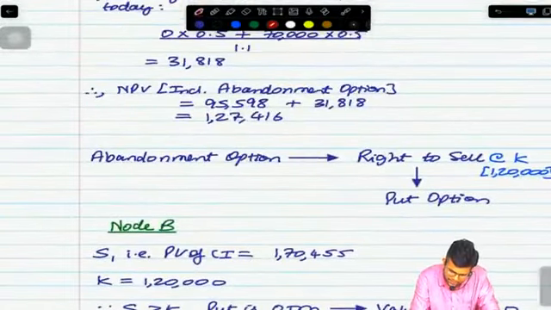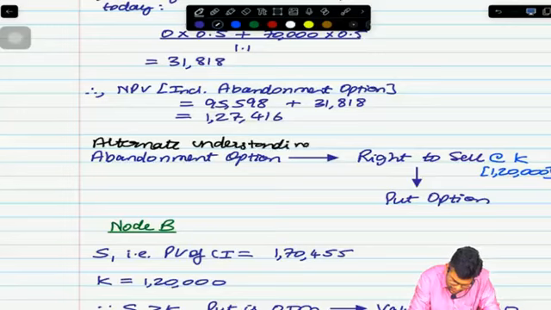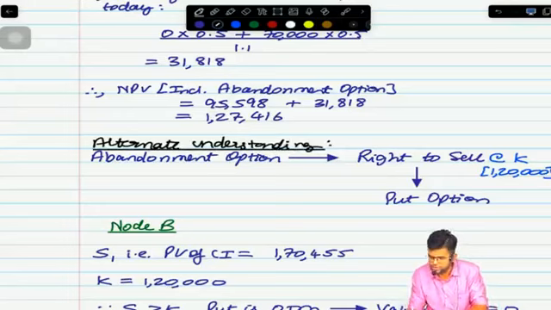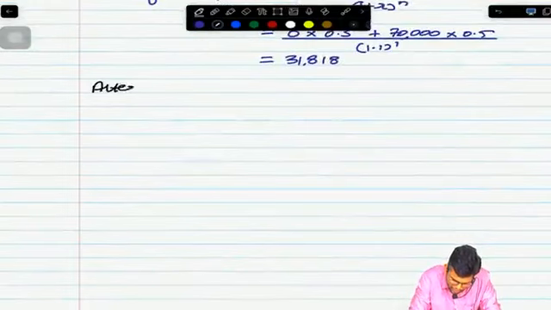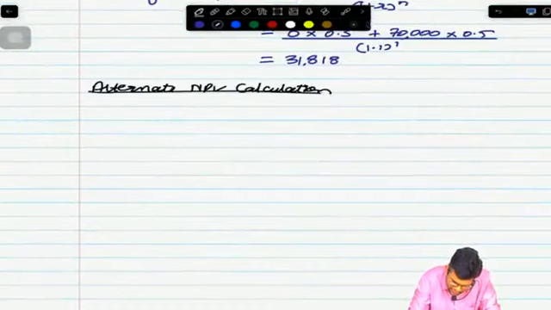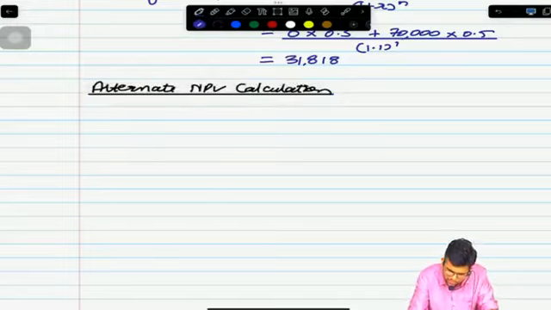I'm writing here: alternate understanding of abandonment option. Everybody clear? It's a right to sell. Now I'll tell you the alternate NPV calculation. Everybody, alternate NPV calculation, and see if my calculation makes sense to you. Are we ready, everyone? I hope you will not get distracted.